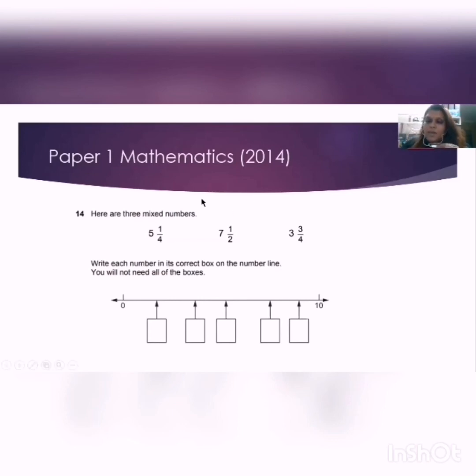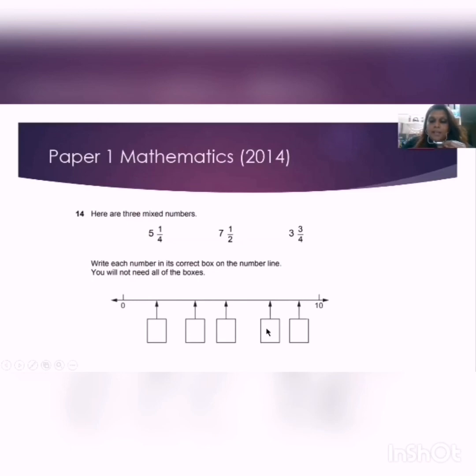Okay, we have a look. This box here is nearer to 10. Look at the numbers that we have: 5, 7, and 3, right? So this box is nearer to 10. Therefore our largest number can't be placed here. Therefore we have to place 7, 7.5, 7 1 over 2 over here.